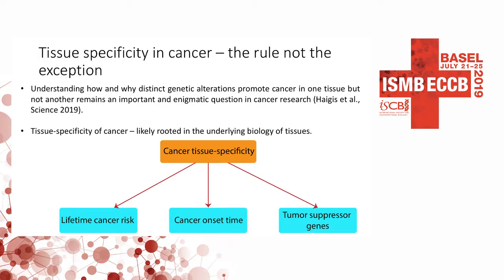Tissue specificity of cancer is likely to be rooted in the underlying biology of tissues. So in this talk, we will be focusing on 3 different kinds of cancer tissue specificity: lifetime cancer risk, cancer onset time, and tumor suppressor genes, and why they are tissue specific. I will explain each one of them in detail.